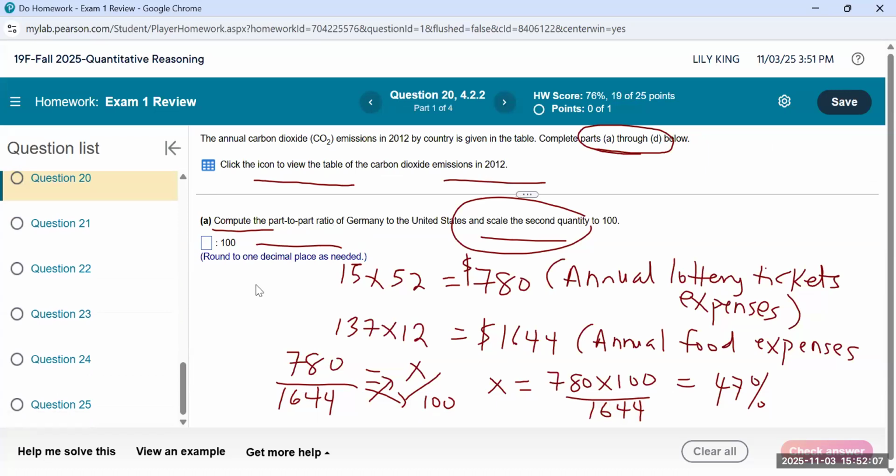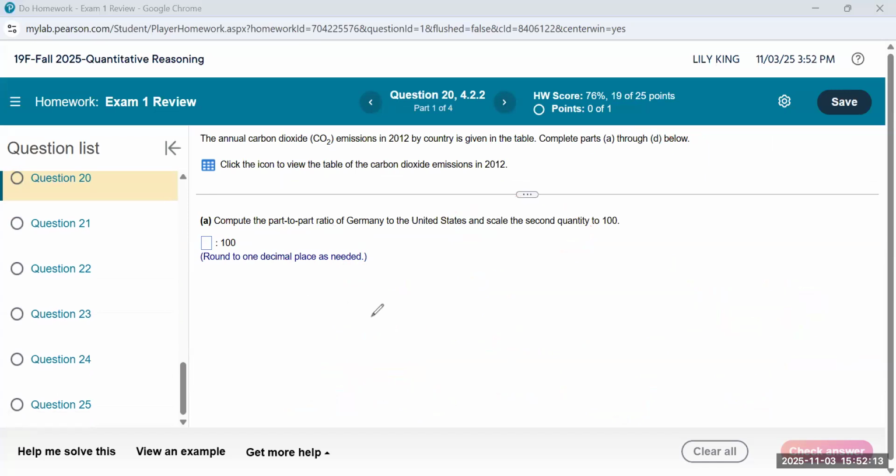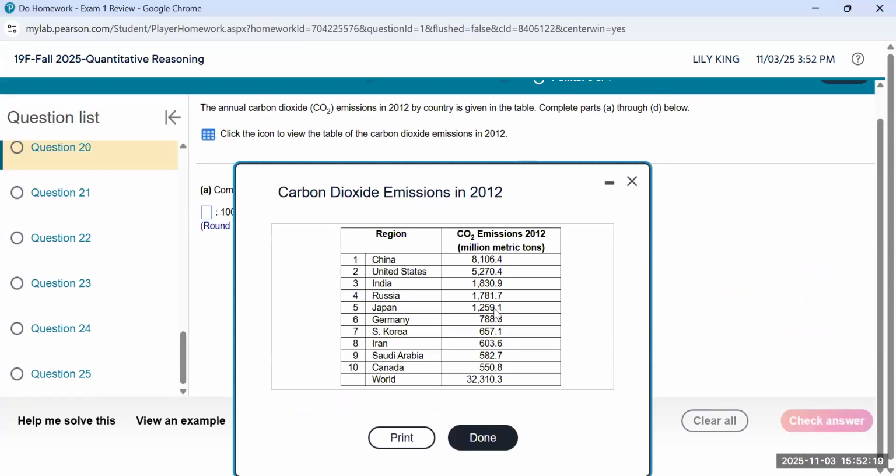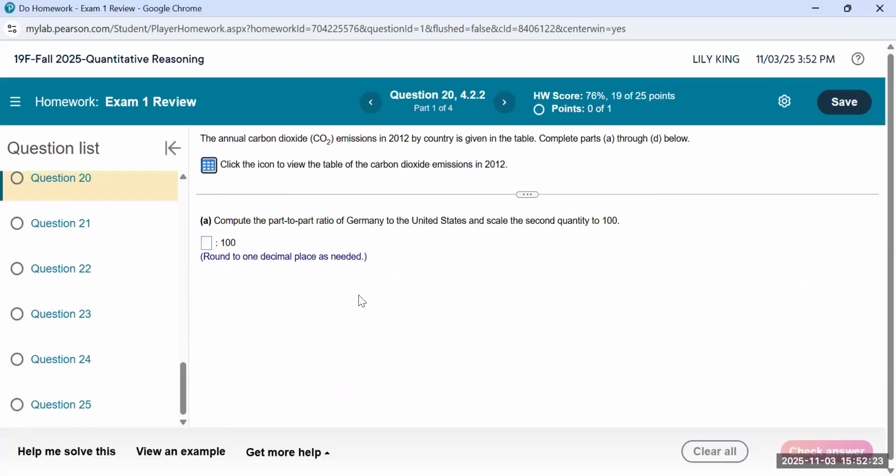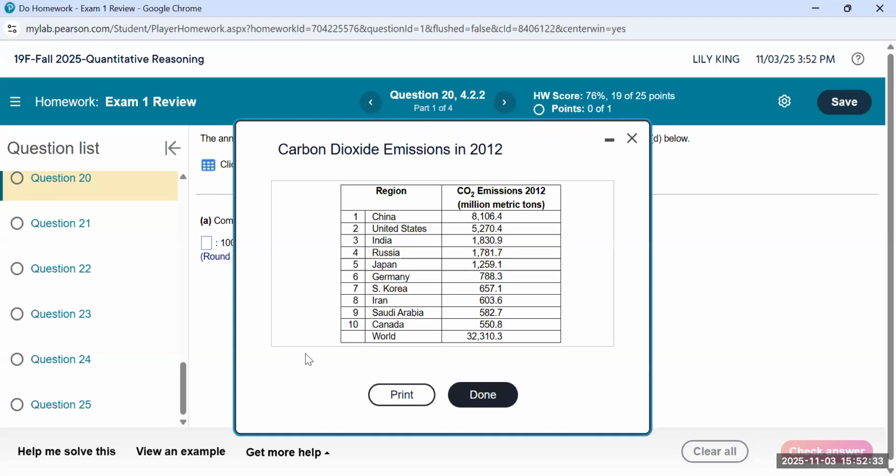All right, question 20. All right, for this question, we need to use this table. So we have to click the icon to view the table of the carbon dioxide emissions in 2012. Now we need to find the part-to-part ratio of Germany to United States. So clicking on the icon, we need to find Germany.